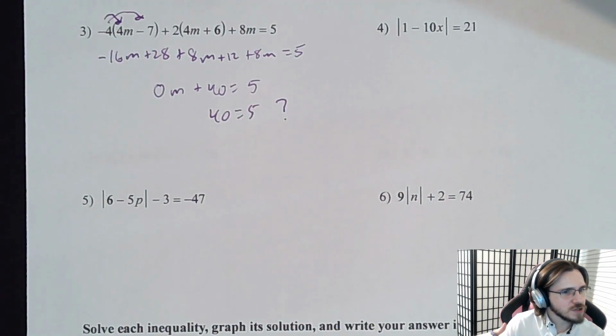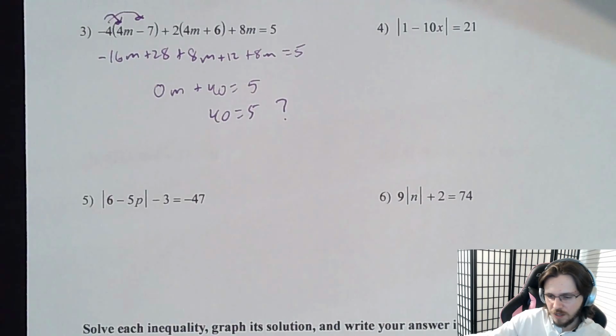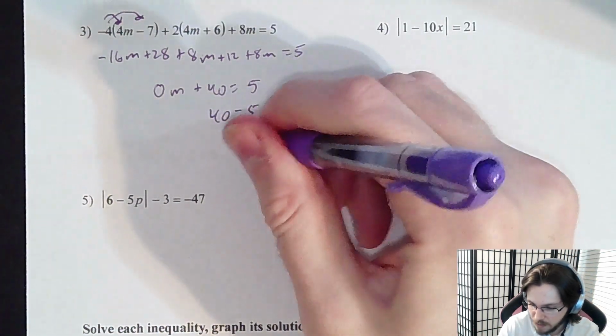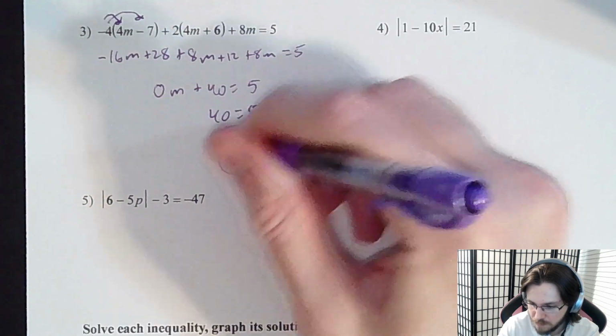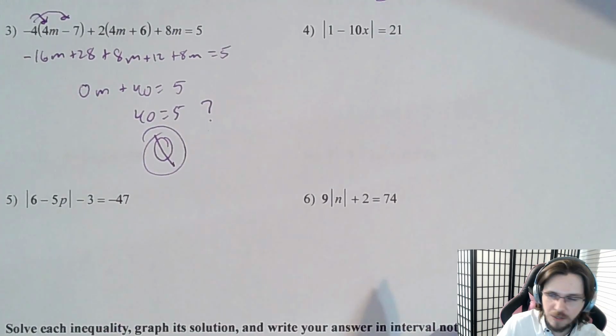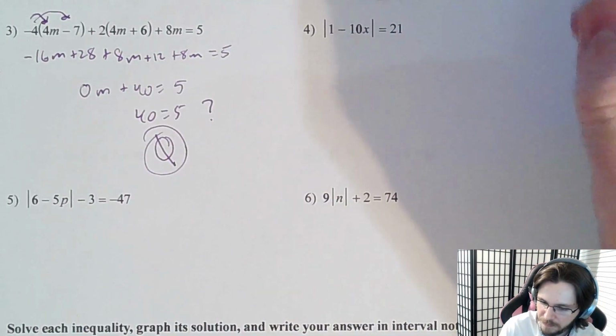Whenever you end up in a situation where you have one number equal to a number that's not supposed to be, so 40 does not equal 5 in this case, the answer is no solution. Done with the question. If you want to write no solution or NRS instead, you can, but a 0 with a slash through it is totally fine.